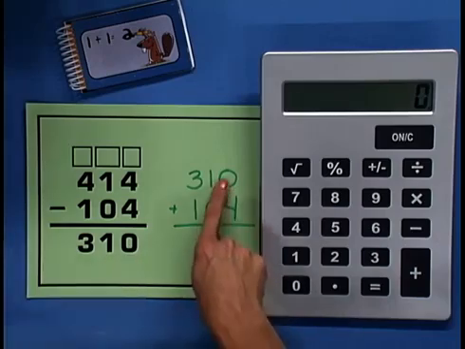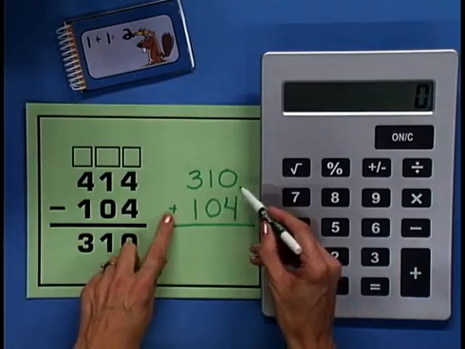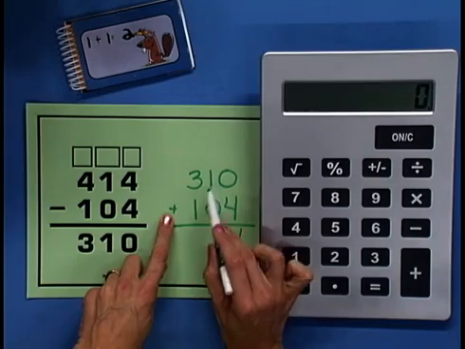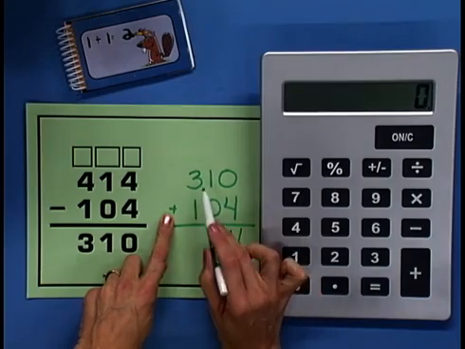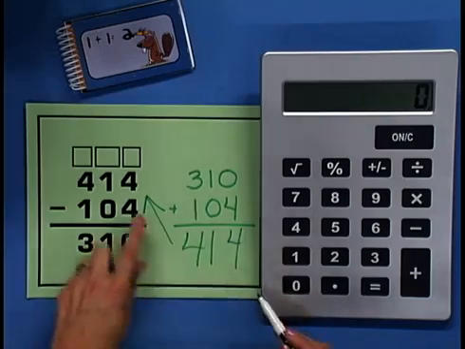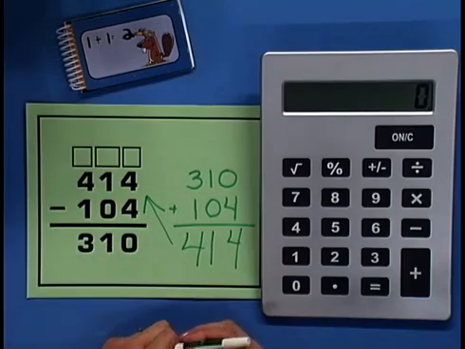If I were doing it the hard way here, the long way, we would add 0 plus 4, which would equal 4. 1 plus 0 is 1, and 3 plus 1 is 4. And it's the same thing, 414. Okay? Was it necessary to rename anything? No, this was an easy one.